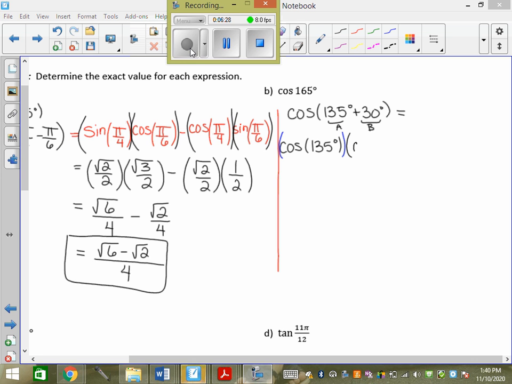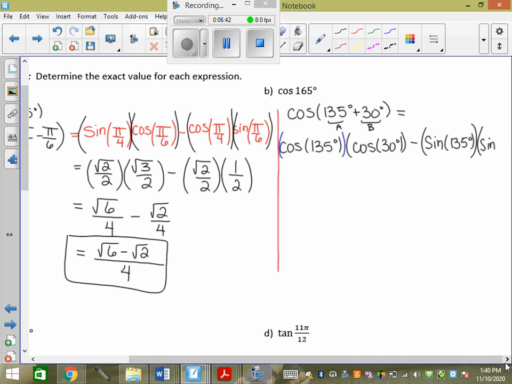And then we have cos of 30 minus sine of 135, sine of 30. Cos 135 is negative root 2 over 2. Cos of 30 is root 3 over 2. Sine of 135 is root 2 over 2. Sine of 30 is a half.